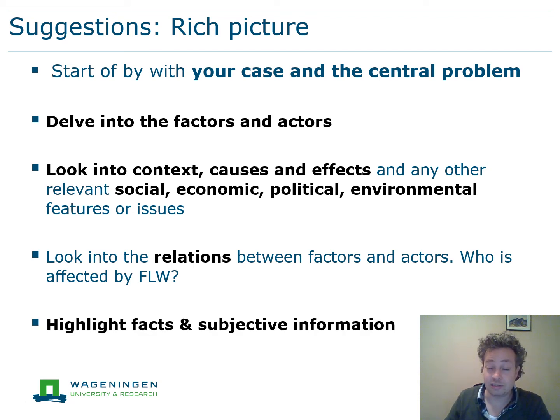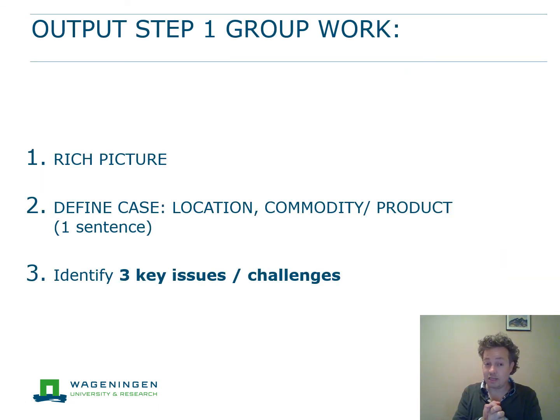As you've seen in the illustrations and some examples, make sure that in text you highlight very, very few but very relevant facts and subjective information that makes your case better to understand for an audience. Make sure as you're finalizing this assignment that you have these three key outputs. The rich picture in itself, a clear one-sentence definition of your case, which highlights the location, the product, commodity that you're looking at, the particular value chain, and last but not least, that you have been able to identify three key issues or three key challenges that affect your case.